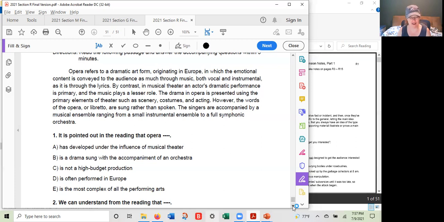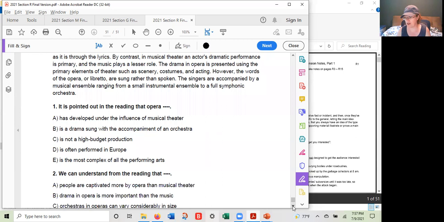So again, we're going to have to refer to the passage, but now I feel a little bit more like understanding it. This might be more of a logical conclusion. Let's see. People are captivated more by opera than musical theater. Captivated, they're being held captive, so they're enthralled by it. They're like, wow, I'm not seeing that at all in this passage, so we need to eliminate that choice.